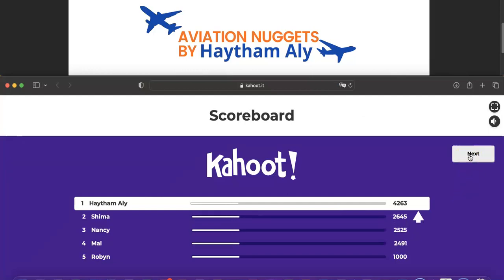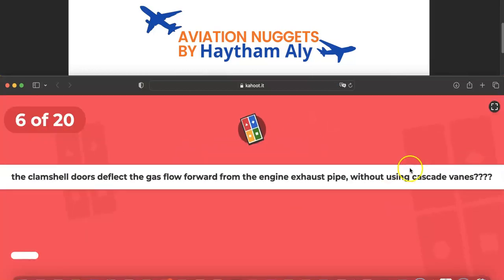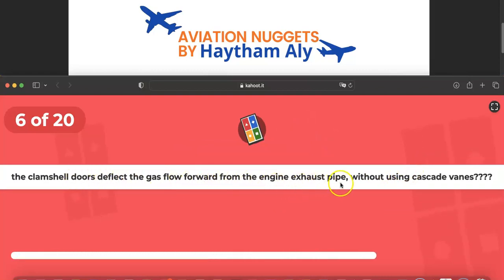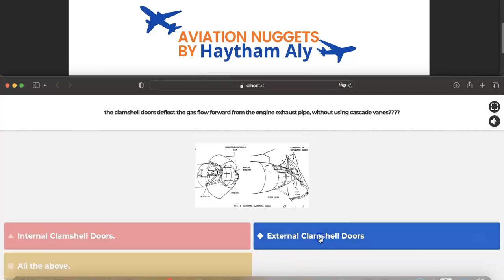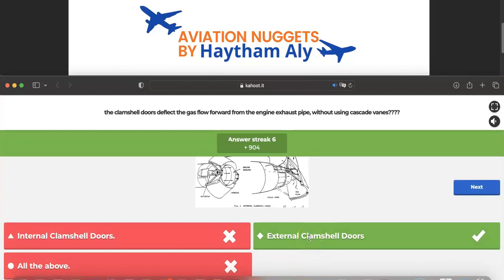Next question. The clamshell doors deflect the gas flow forward from the engine exhaust pipe without using cascade vanes. Is this an internal clamshell door, an external clamshell door, or all the above? I think this is an external clamshell door, because we have two types of thrust reverser clamshell doors: internal clamshell doors and external clamshell doors.